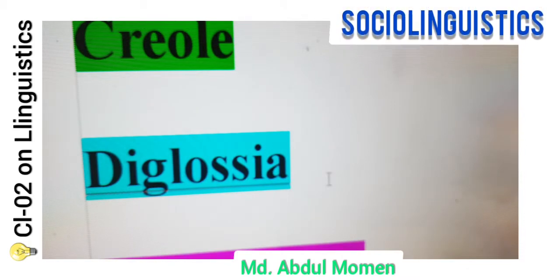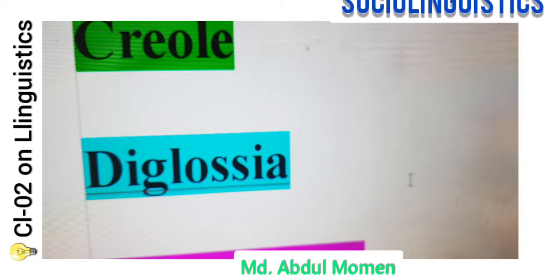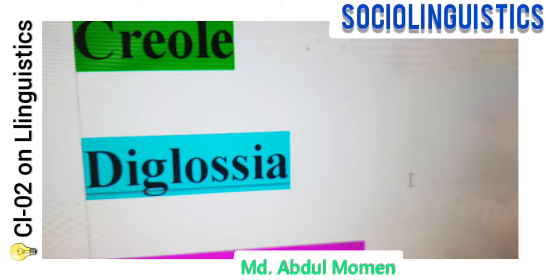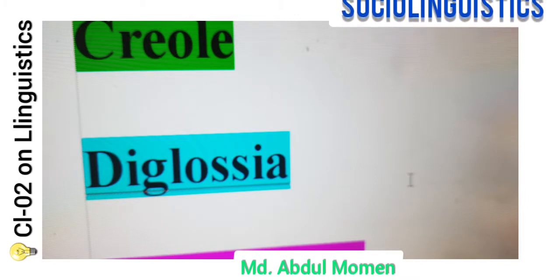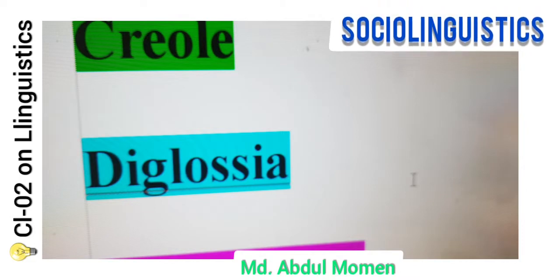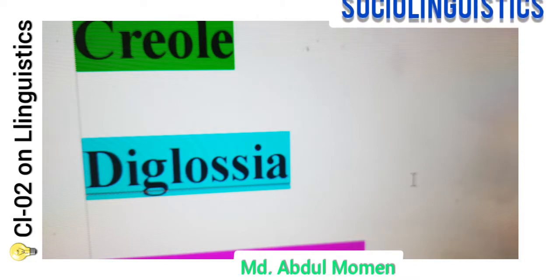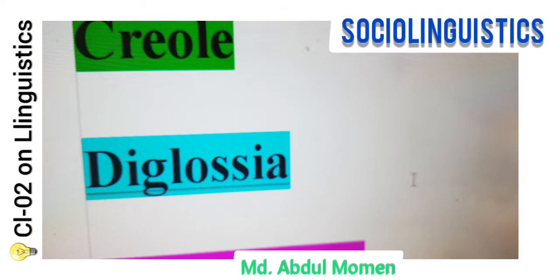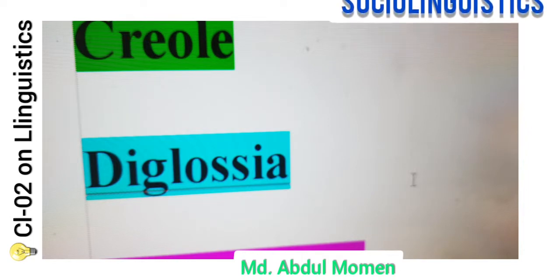We know that the term diglossia, introduced by Ferguson, refers to a situation in which two very different varieties of language occur throughout a speech community, each with a distinctive range of social functions.